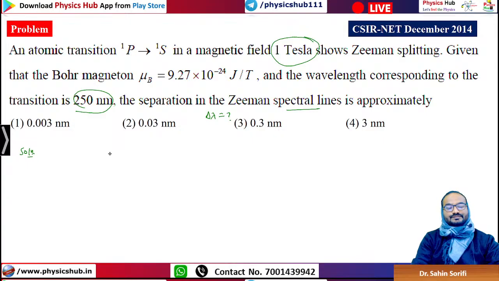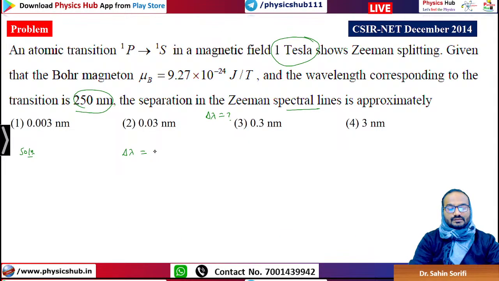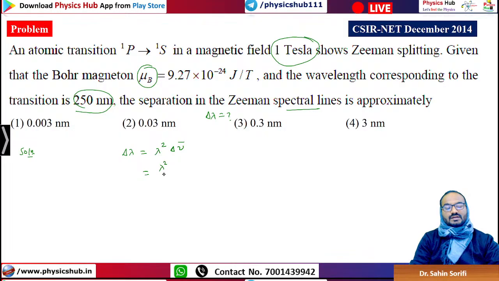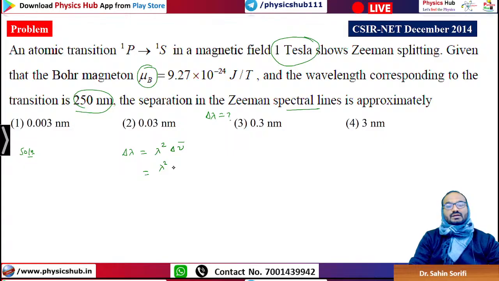Can you do this problem? Delta lambda, we know the formula already. Delta lambda is equal to lambda square delta nu bar. But you are given mu B, so we can express it in terms of mu B. If you do a little bit of calculation, lambda square by c into delta nu. Or better, if you just put the value of delta nu bar, we know the value, eB by 4 pi mc. Now somehow you need the value of mu B.